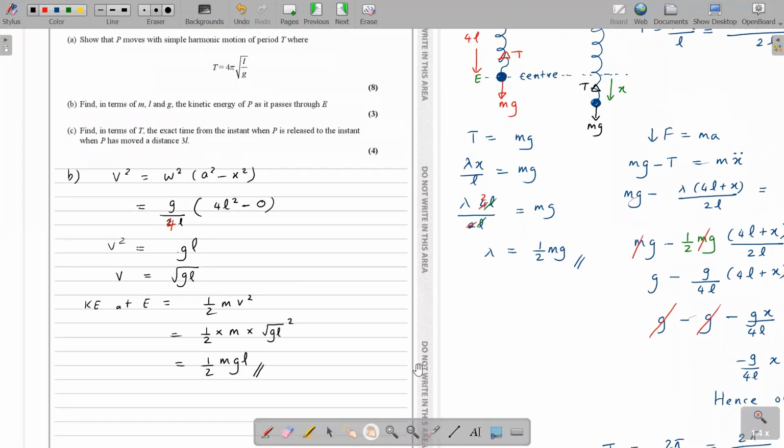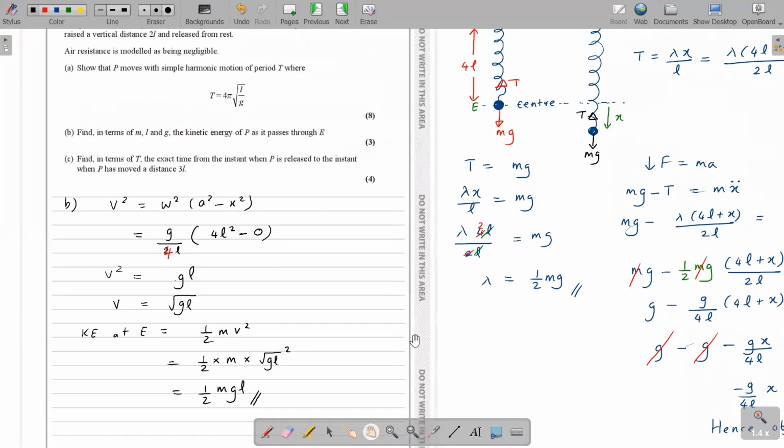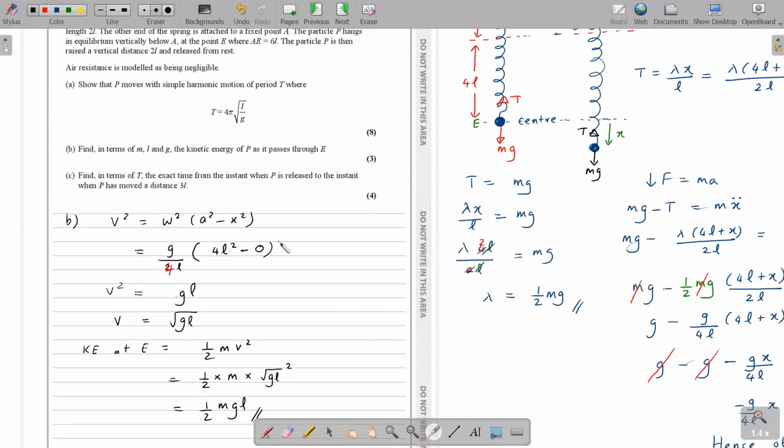So moving on to part C, they say find in terms of capital T. So they want you to get the answer in terms of capital T. Who is capital T? Capital T is the periodic time that we got. Find in terms of capital T the exact time from the instant when P is released to the instant P has moved a distance 3L.